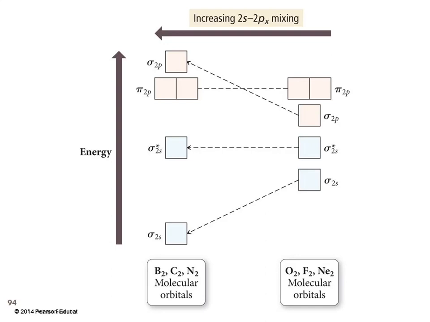So here is another way of comparing the order for these two. Here's, be careful now, boron, carbon, nitrogen. The sigma 2s is lowest, and then the sigma star 2s, and then the pi 2p. Wait a minute.